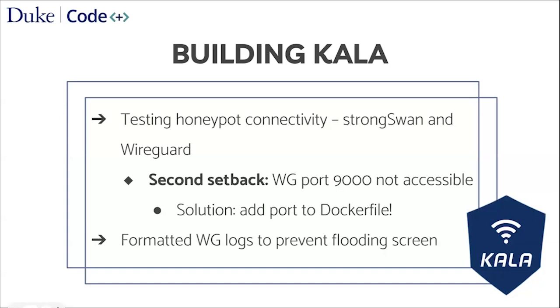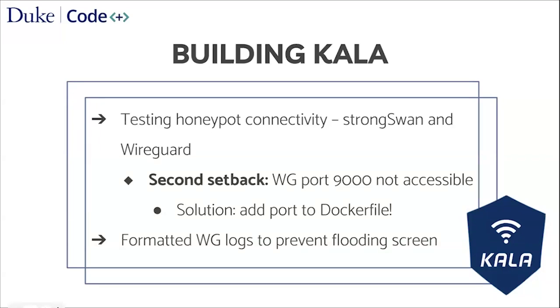When connecting using StrongSwan, we didn't really have any setbacks, which was a great success on our end. On the other hand, when connecting with WireGuard, we had some small setbacks. One being that we wanted WireGuard to connect using port 9000, which we quickly found was not accessible. This was a quick fix though, because all we needed to do was edit the code in our Docker file to specifically tell WireGuard to connect using port 9000.